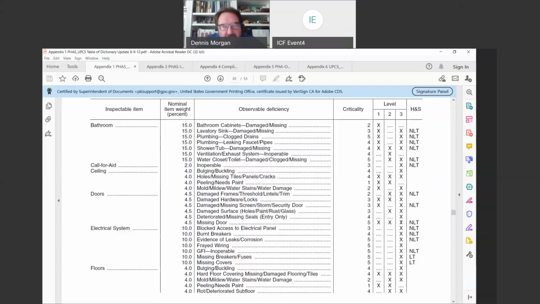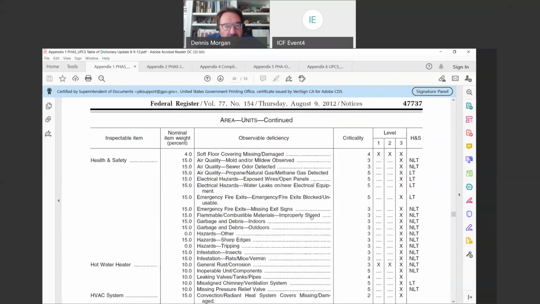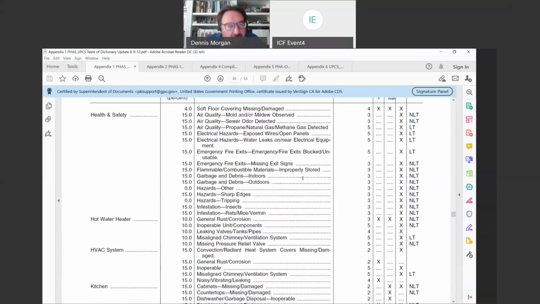A 5, then potentially a 3 NLT. A missing door in a closet would take me just to a 1. But if they remove the door, make sure they're also removing the hardware associated with that door as well. Here's also where we pick up those health and safeties, looking for those electrical hazards. You can see they keep repeating themselves: 5s, 3s, LTs.